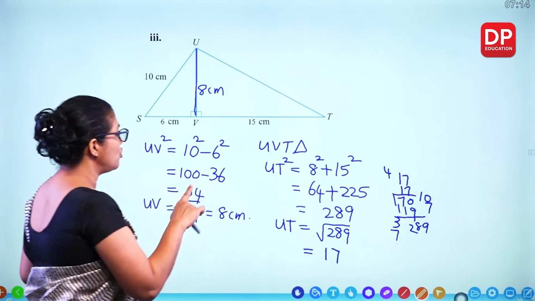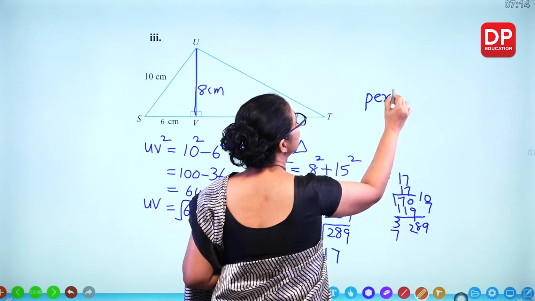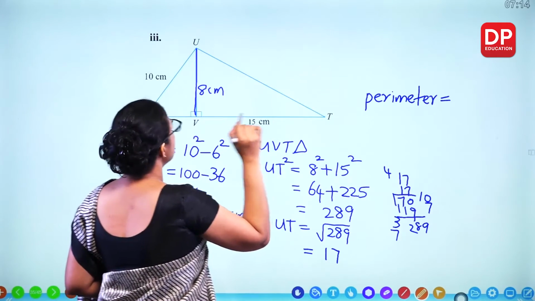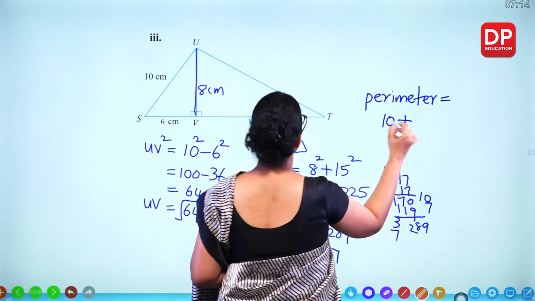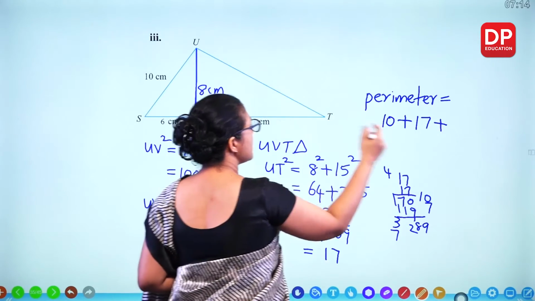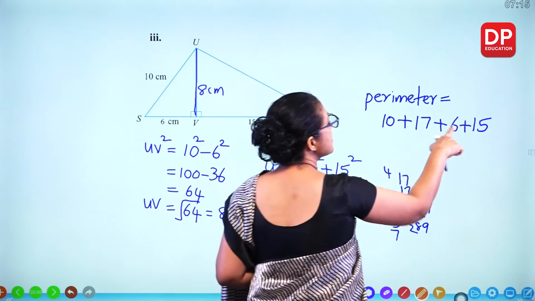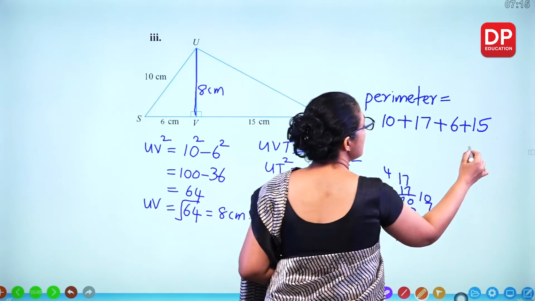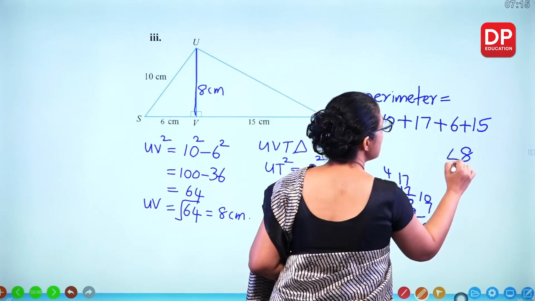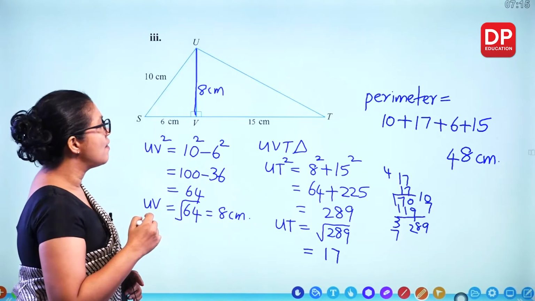Now we found UT. What's the perimeter of this figure? Perimeter of this figure is 10 plus UT, which is 17, plus 6 plus 15. 7 plus 6, 13. 13 plus 5, 18. 1 remaining. 2, 3, 4, 48 centimeters is the perimeter of this figure.